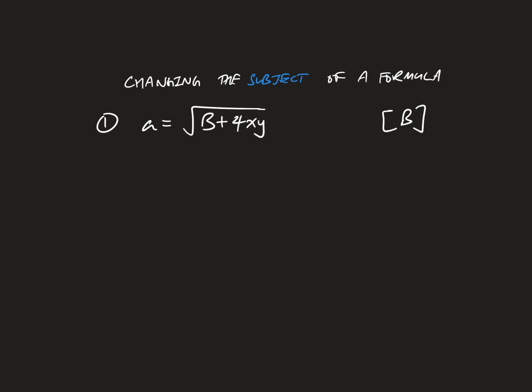So let's look at this. Question 1, we'll have this formula and we are trying to change the subject to b. And so we see, where is b? b is actually stuck inside this square root and we have to get rid of the square root. And how do we do it?